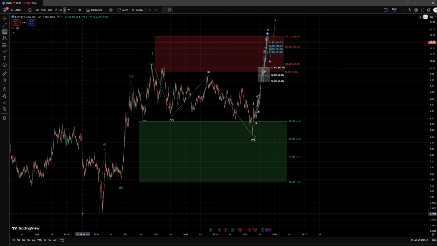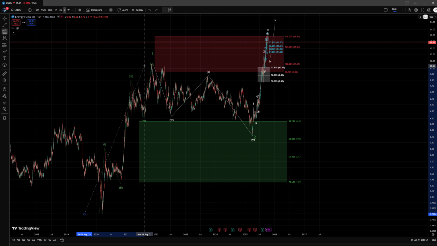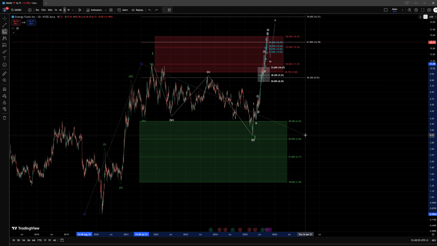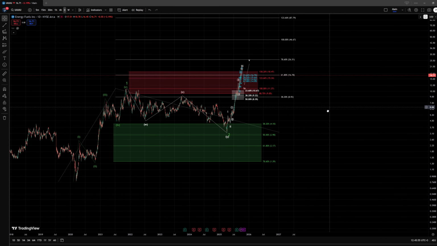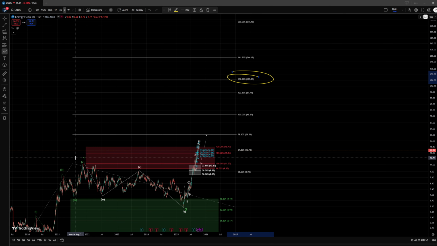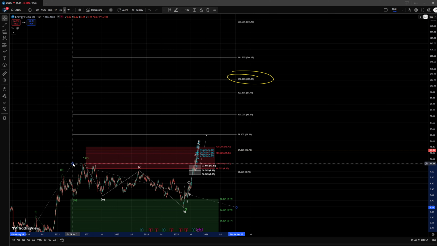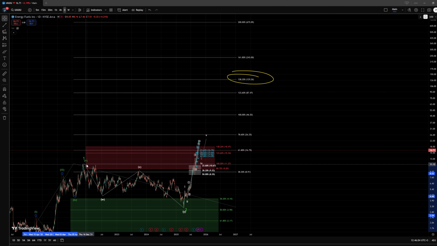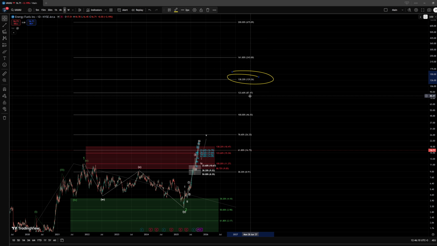But that could take quite a little bit of time, especially considering that the ideal target for a wave 3 on this chart would be the $130 level at the 138.2% extension. Now that is an approximation. I may not have drawn that perfectly, and it is an ideal target, not a fixed expectation on what the third wave would actually reach.